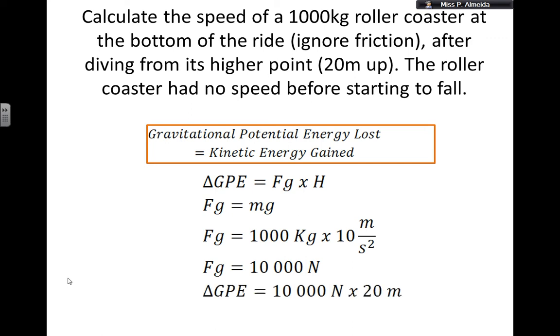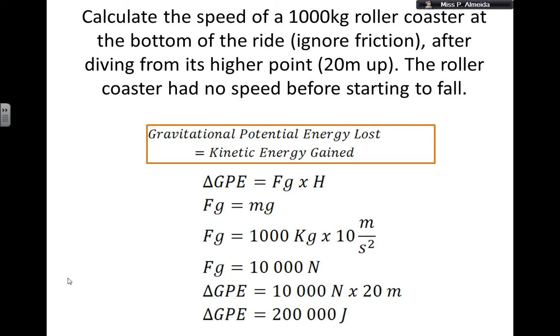So GPE is going to be 10,000 newtons times the height, 20 meters. So that means that my change of gravitational potential energy as I go from the highest point of my ride to the lowest point, where my speed is maximum, is 200,000 joules. Alright, I calculated the energy that I could with the information they gave me.